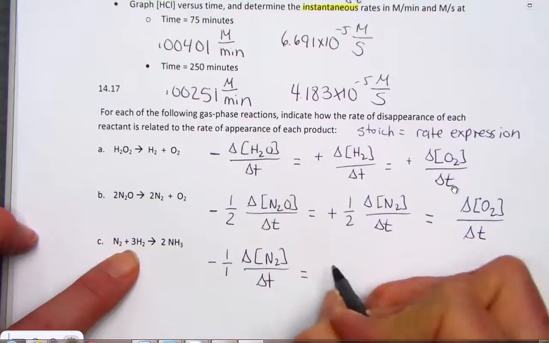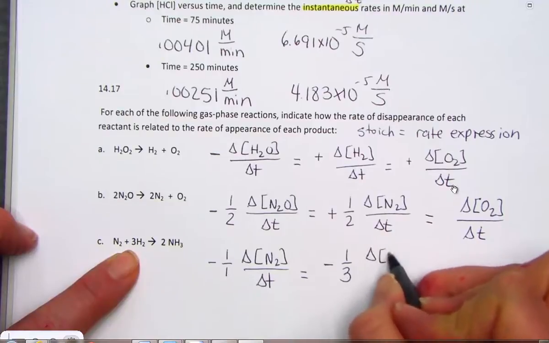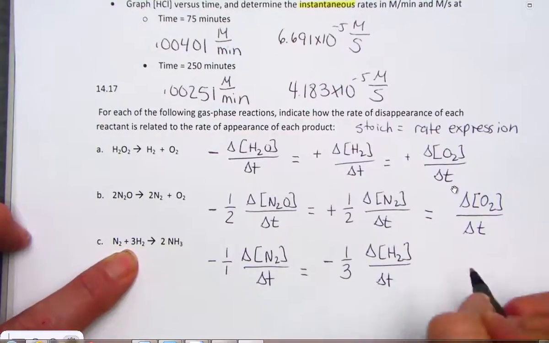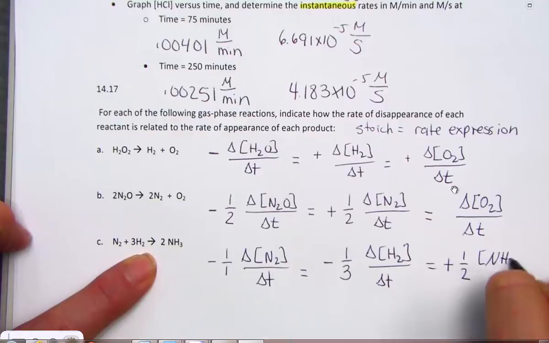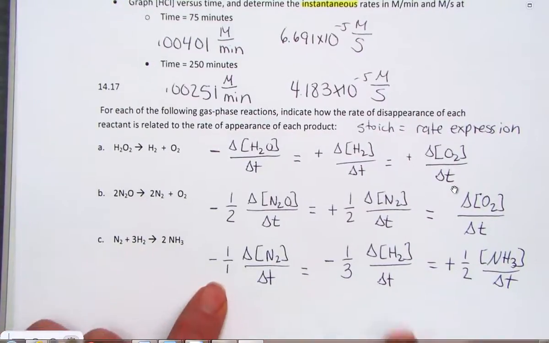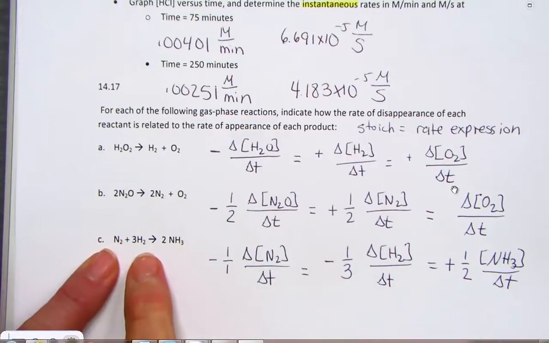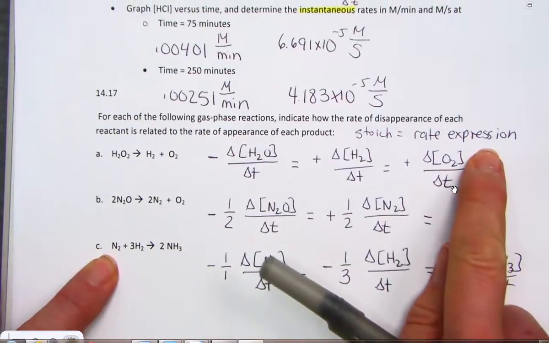Is equal to the disappearance of hydrogen over a time interval. And what's appearing is the concentration of ammonia. So the stoichiometry gives us these equivalent values. For every 1 nitrogen, only 1/3 of hydrogen is consumed, and only 1/2 of its value of ammonia would appear. These are called rate expressions.